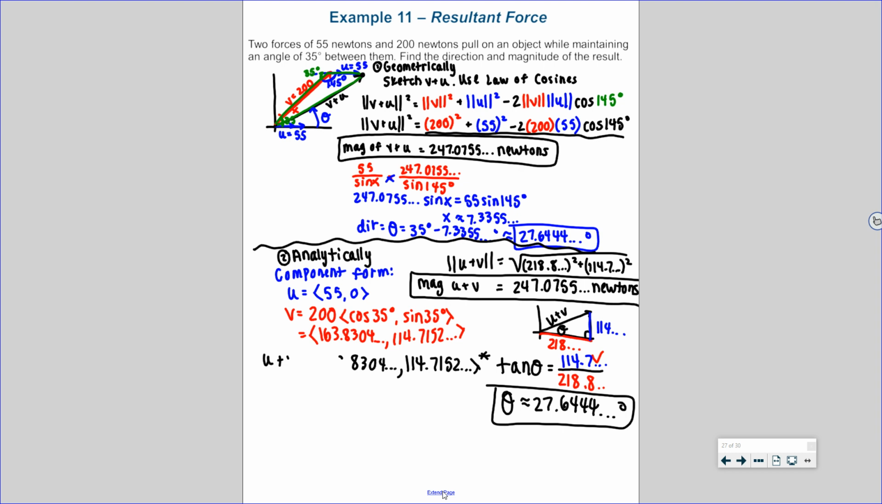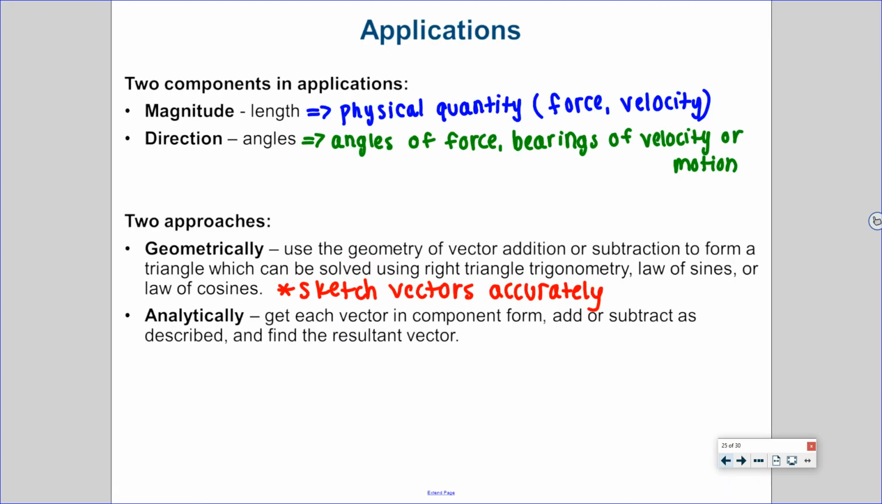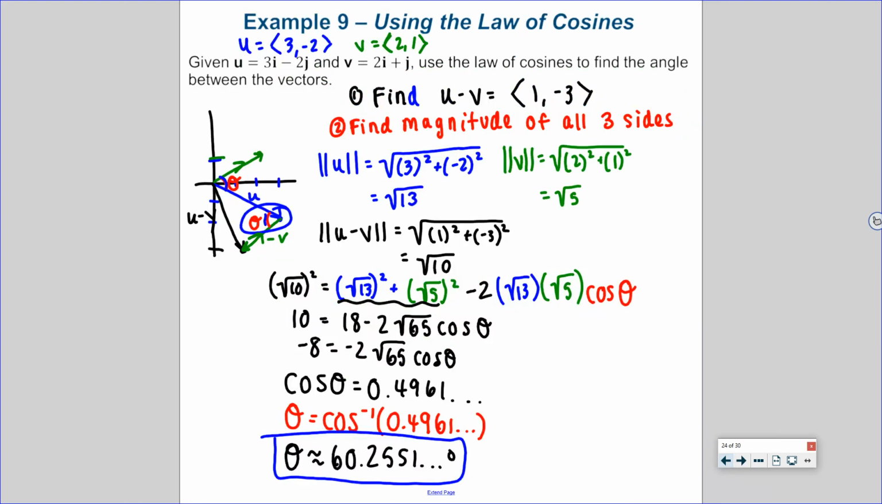Sure. Any questions? Is there a scenario where we're going to have to do one over the other? No, besides me just saying to do one, not on application problems. No. The only one would be like this one, which says to use the law of cosines to find the angle between the two vectors.